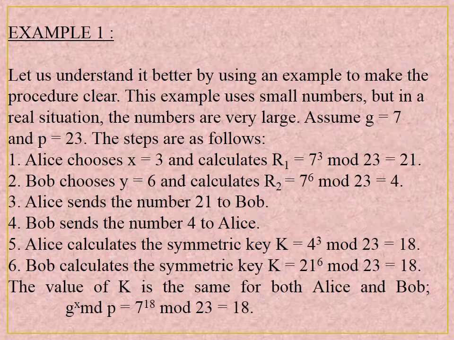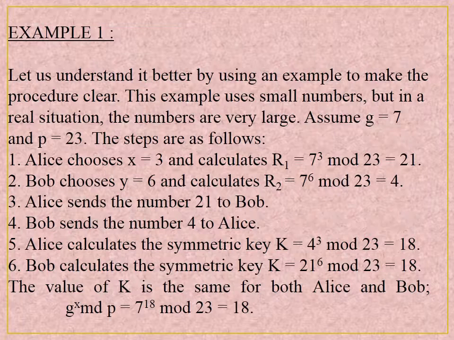In this slide, we will study an example to better understand the procedure of the Diffie-Hellman key exchange. But remember, in this example we are using small numbers, but in actual situations, the numbers are very large. So, in this example, we are assuming that g is equal to 7 and p is equal to 23. The steps are as follows: Alice will choose her private key as x equal to 3, and Bob will choose his private key as y equal to 6.